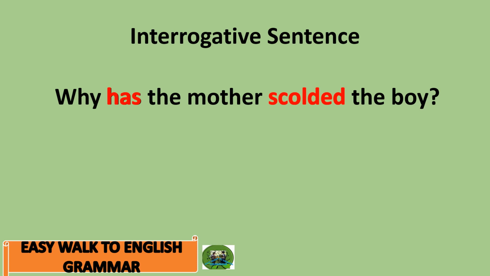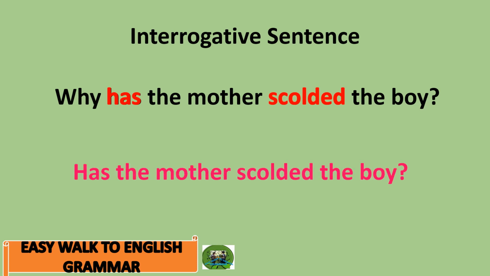We can check another sentence too, another interrogative sentence. Has the mother scolded the boy? What do we see here? We avoided the question word why, and we started the question with the auxiliary verb has. And all other things are the same as in the first sentence, because we placed the subject, the mother, in between the auxiliary verb and the main verb.